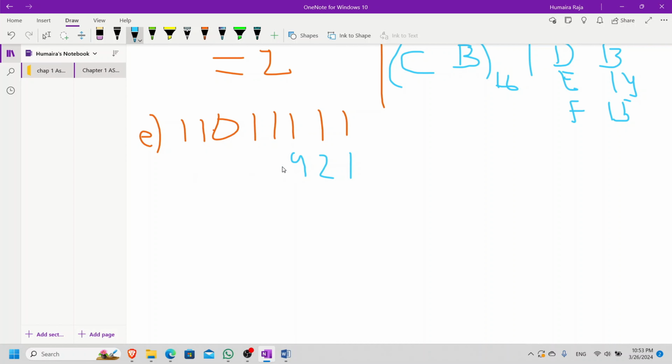1, 2, 4, then 8, then 16, then 32, and the next one will be 64, and the next will be 128. Every time you have to increase the power of 2. 64 times 2 is 128. Now I will cross out the values that have 0, and then add the values that have 1. So I will be adding 128, 64, 16, 8, 4, 2, and 1. Please write down in the comments what the final answer is after adding them. So this is the method.